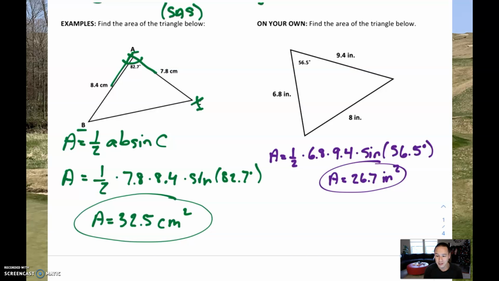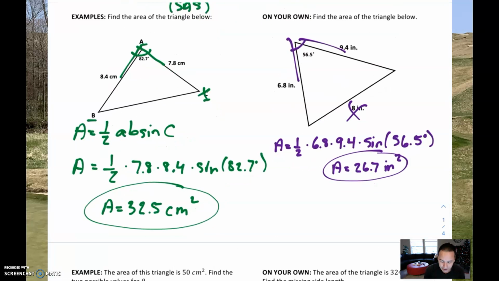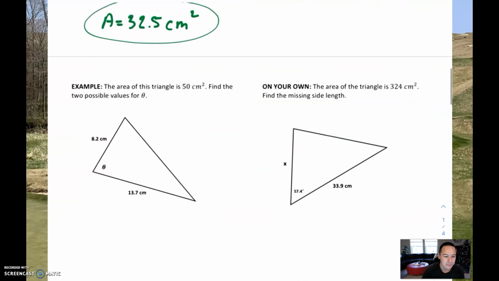All right, did you get an answer of 26.7 inches squared? If so, give yourself a pat on the back. Nice job. Remember for that one, if that was the angle you're looking at, this is your A and your B. That 8, you don't need that to find the area. So A and B were 6.8 and 9.4. Just throw them in the formula, and you got 26.7.